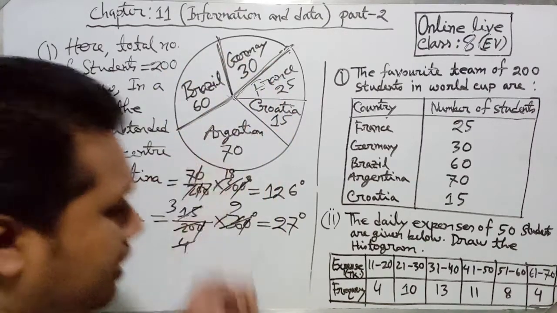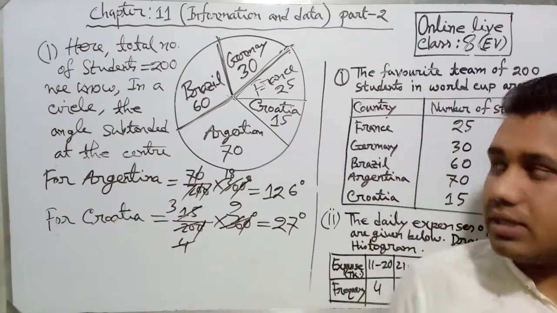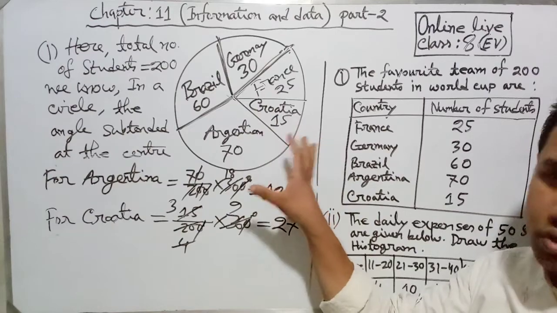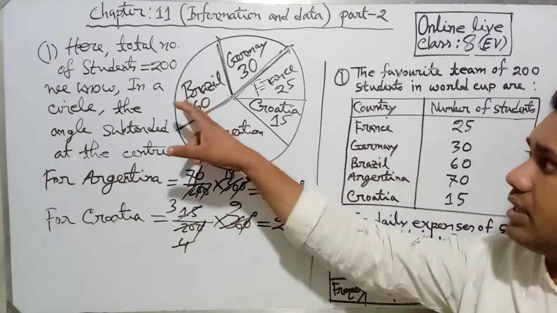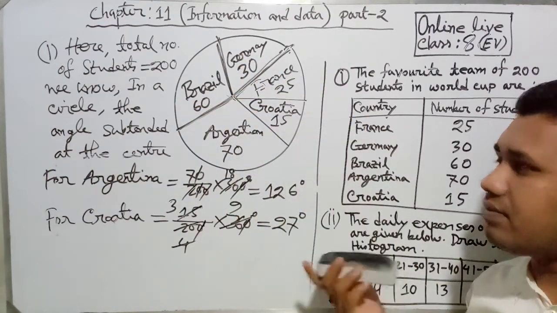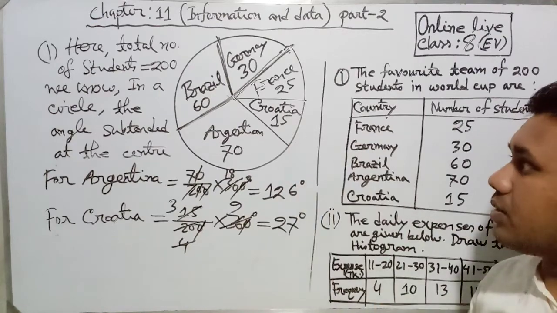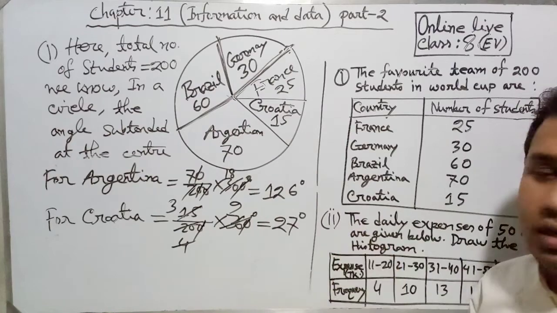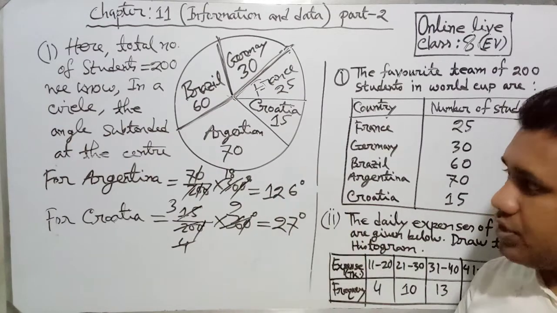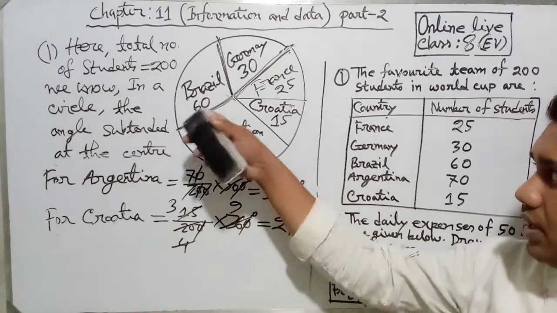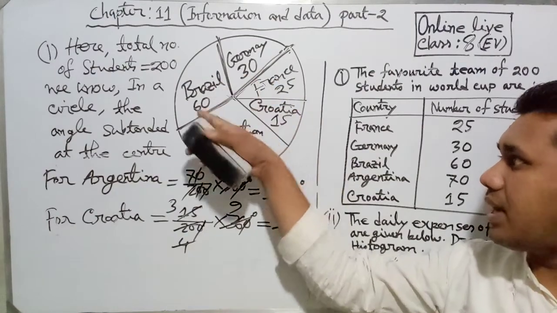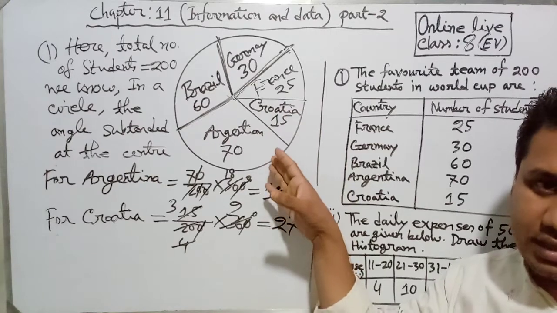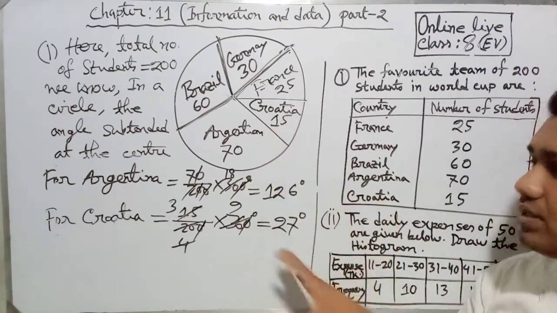Now this pie chart indicates, look, here we can see that Argentina takes the most part of the circle, then Brazil, then Germany, France, and last one Croatia. So by seeing this figure, we can say which country's supporters are more. Also I have written 25, 30, 60, 50, not necessary. You can write only the name of the country, clear? So this is our pie chart.